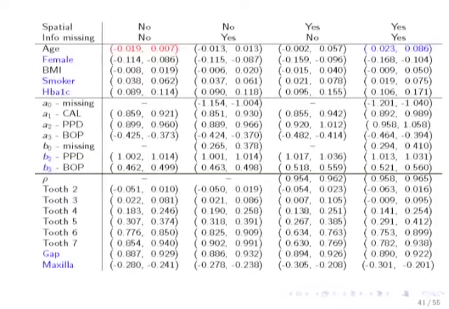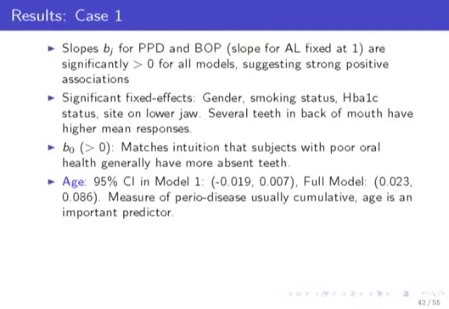The gap between the teeth, which share one more neighbor than the sides, is believed to be more diseased here. And then maxilla is negative, which means a site in the lower jaw is more diseased than a site in the upper jaw. This is what I was trying to explain.